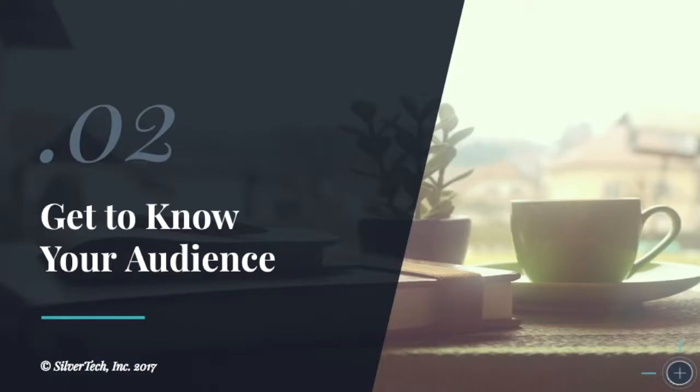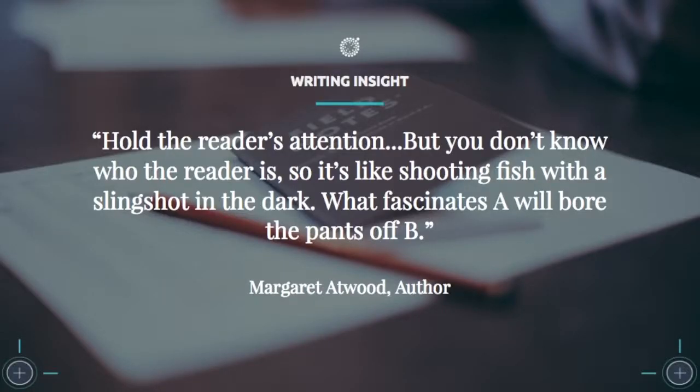Let's talk a bit then about how to get to know your audience. Here's some writing advice that Margaret Atwood, the author, gave to budding authors. She says, hold the reader's attention, but you don't know who the reader is, so it's like shooting fish with a slingshot in the dark. What fascinates A will bore the pants off B. This advice is really tongue-in-cheek, but it actually makes writing intimidating.